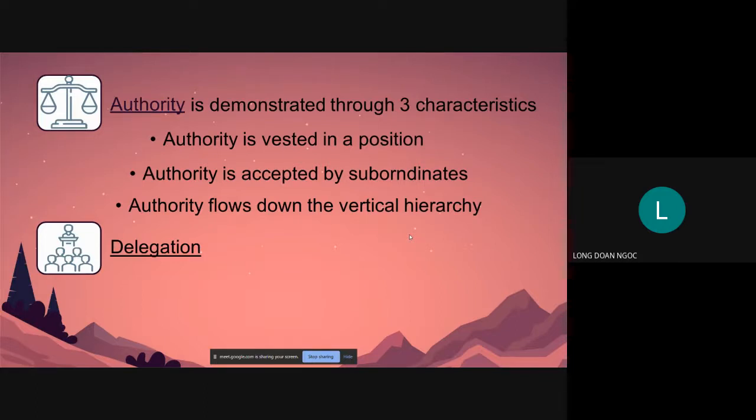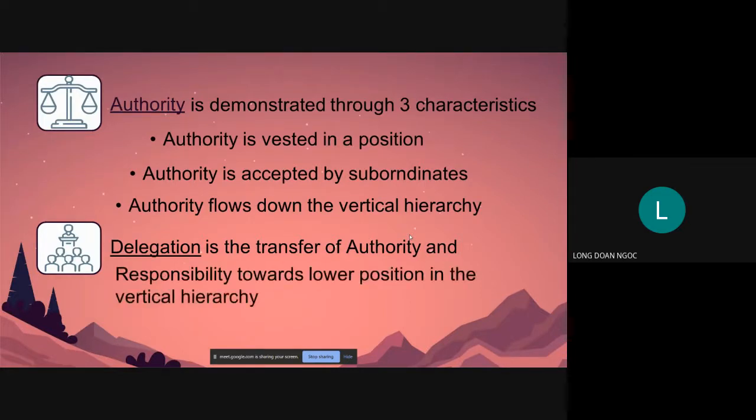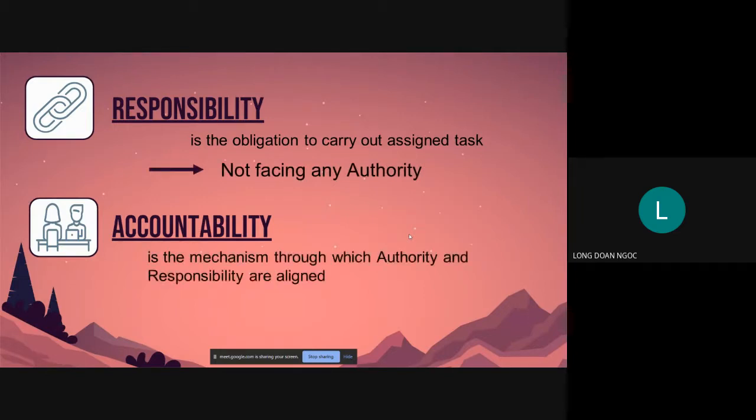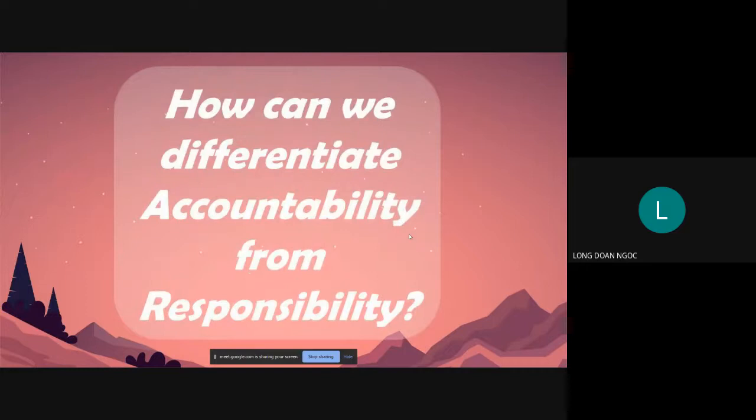How about delegation? Delegation is the transfer of authority and responsibility to a lower position in the authority hierarchy. Basically, delegation is the act of entrusting tasks to subordinates to complete. Responsibility is very familiar, right? Responsibility, in short, refers to the duty to do the task that has been assigned. And finally, accountability. By definition, management defines accountability as a mechanism through which authority and responsibility are brought into alignment. Okay, so they are obviously abstract, right? So I looked up accountability on the internet and I see that people sometimes mistake responsibility and accountability as the same, since in Vietnamese they both mean trách nhiệm.